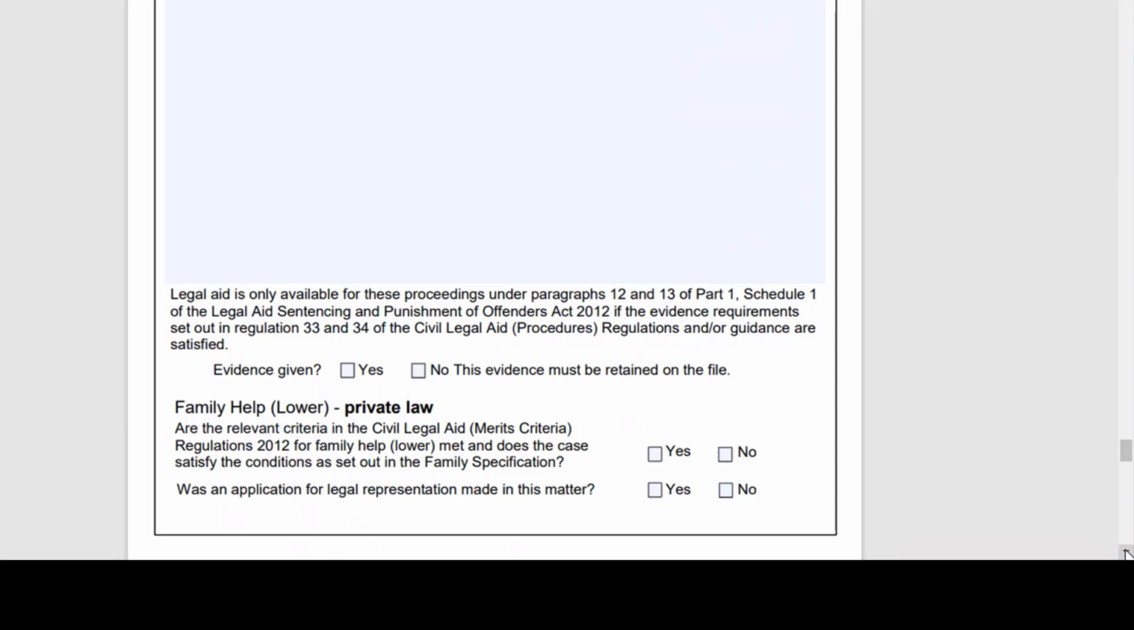In addition, for family help lower private law matters, we're asking you to tell us whether or not the merits criteria were met, and whether an application for legal representation was made in the matter as well.